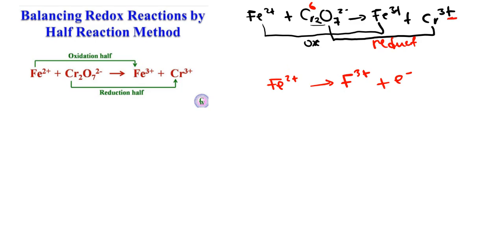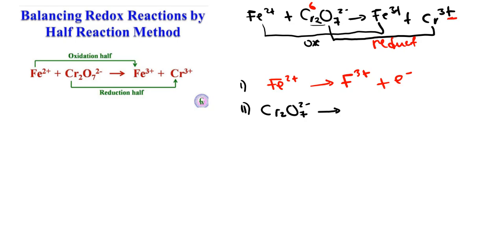So this was the first one. Let's talk about the second one now. The second one, we have Cr2O7 with charge -2 there, then going into what?